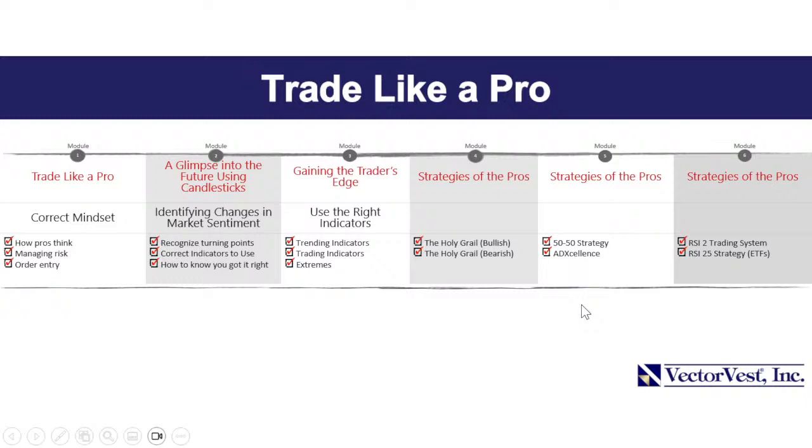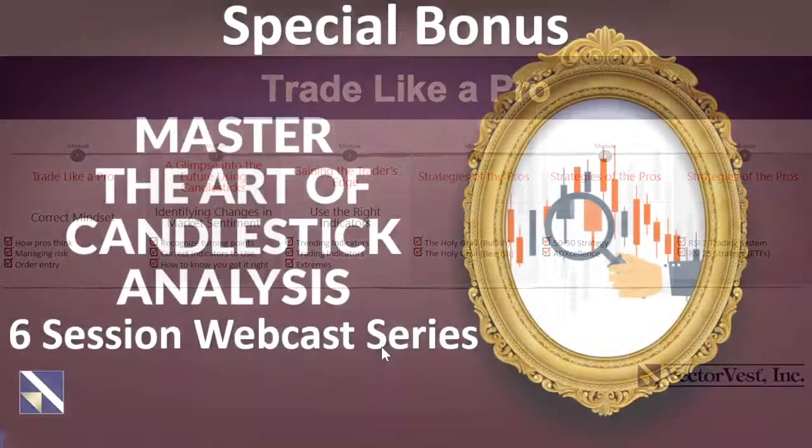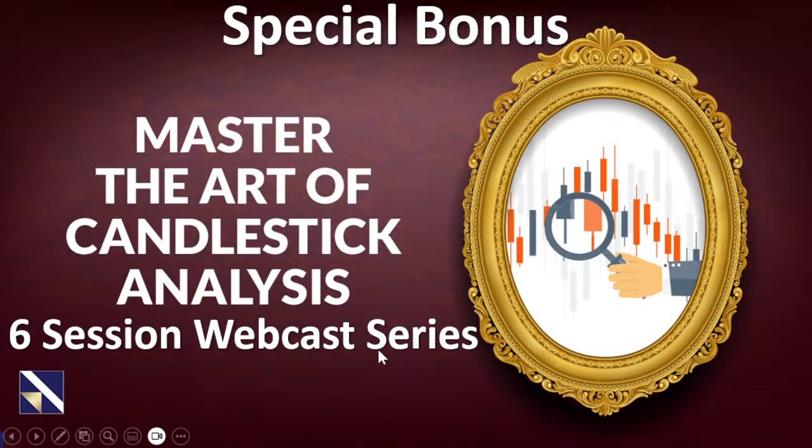And then in module number 6, RSI2, a little bit more about that trading system, and another one that Larry Connors developed called RSI25, exclusively for ETFs. Bullish or bearish ETFs, inverse or bullish ETFs. A little similar to the RSI2, a little different, uses RSI as well, but it's a fantastic technique for ETFs only. So those are the 6 modules. Again, they're pre-recorded.